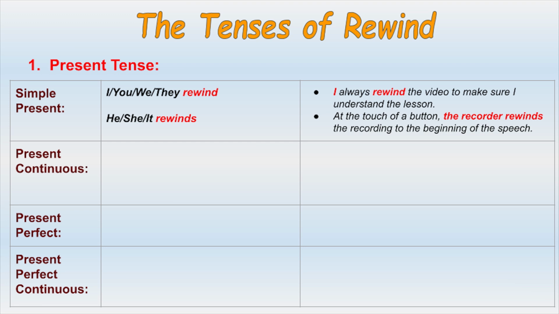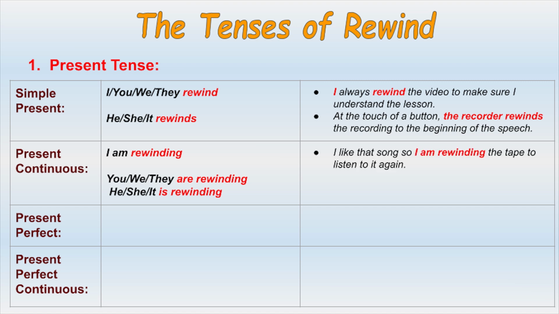Now, for the present continuous, for all persons, we use rewinding. I am rewinding. You, we, they are rewinding. And he, she, it is rewinding. So, for example, I like that song, so I am rewinding the tape to listen to it again. Or, they are rewinding the show to catch the part they missed.